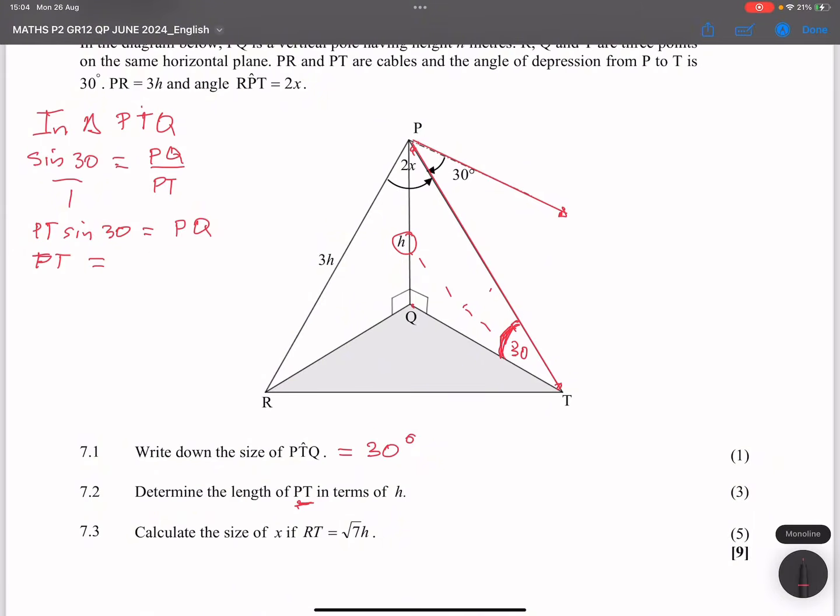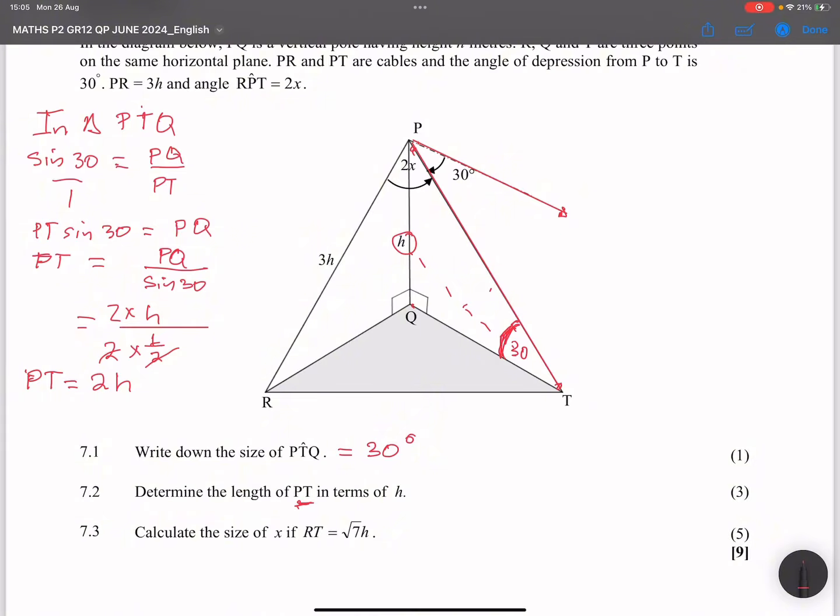over the sine of 30. In this case, PQ is H, and sine 30 is a half, so that's divided by 1 over 2. To get rid of that half, we multiply by 2 at the bottom, and what I do at the bottom, I do at the top. So I have PT is equal to 2H. Please don't try to drag it, ladies and gents, and let's cut straight to the chase.